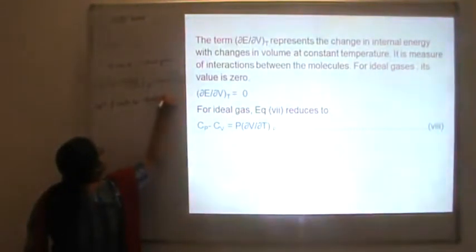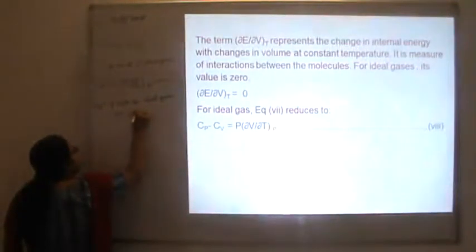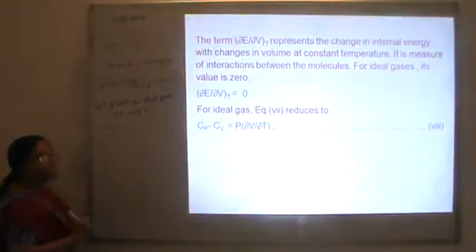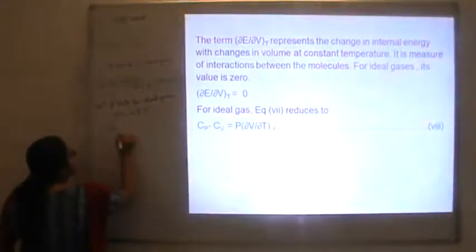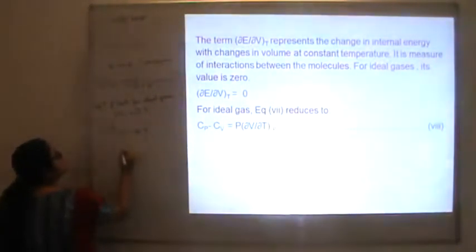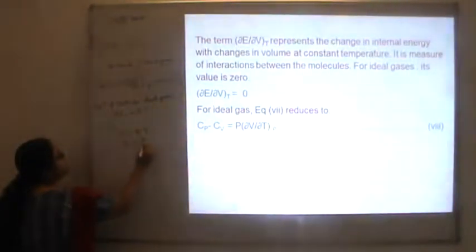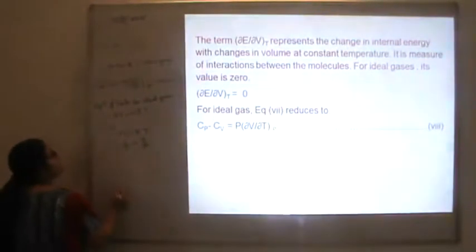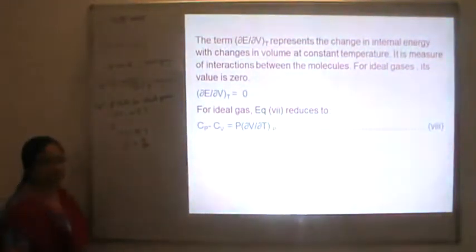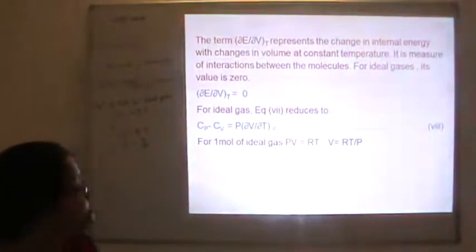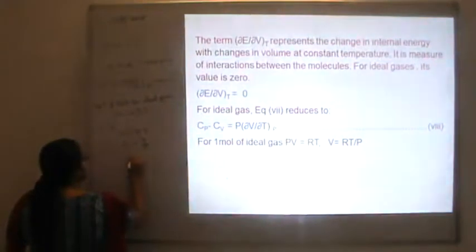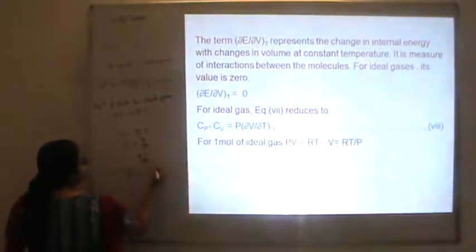If n is equal to 1, that means 1 mole of ideal gas is present. So when n is equal to 1, PV is equal to RT. So V by T is equal to R by P. So V is equal to RT by P. Then del V by del T at constant P is equal to R by P.